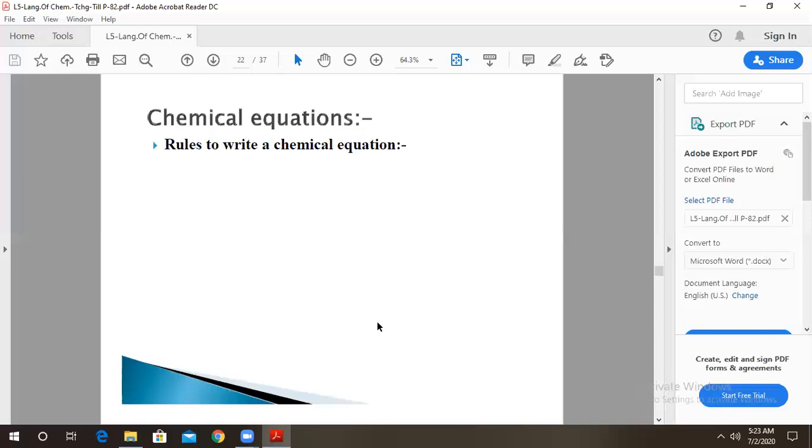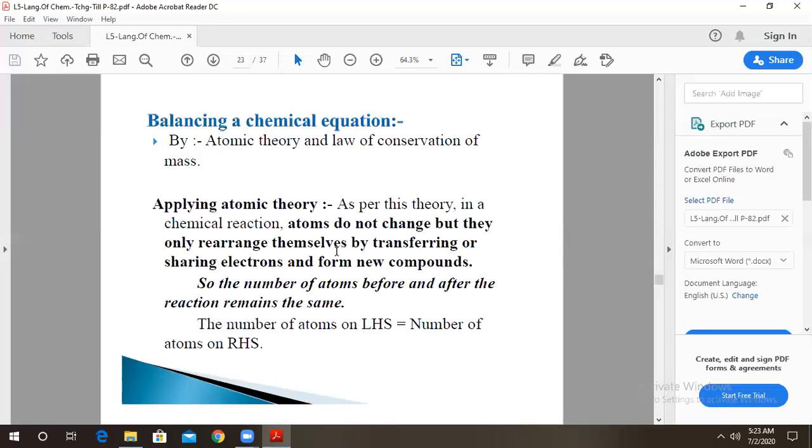Then also we need to balance the reaction. So balancing the equation. Dear friends, all these rules are not given in the book; I'll just touch upon these rules for you so it will be easy. Balancing the equation is done by the atomic theory and the law of conservation of mass.